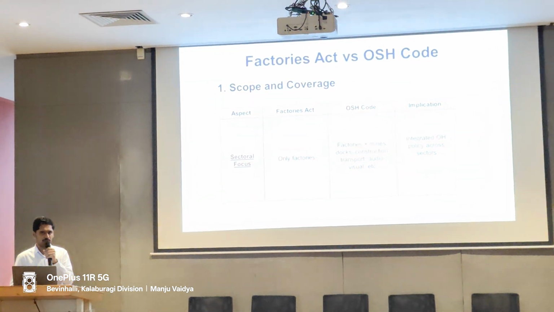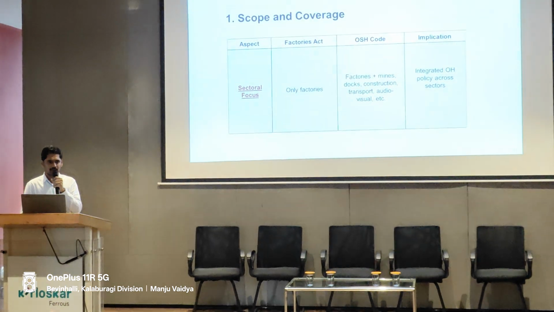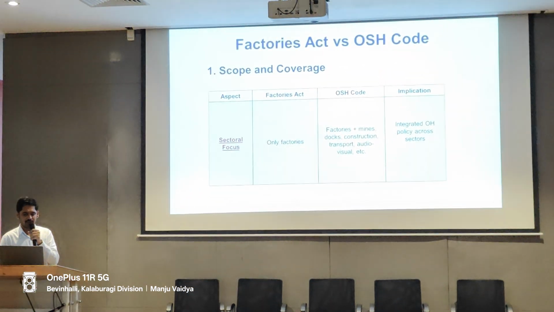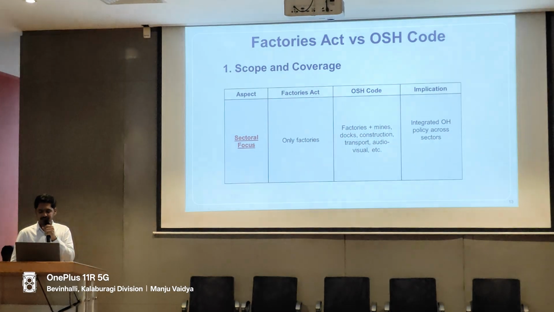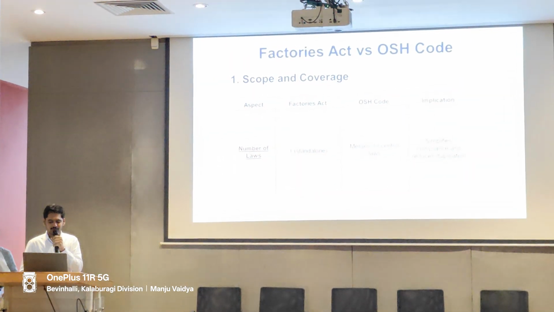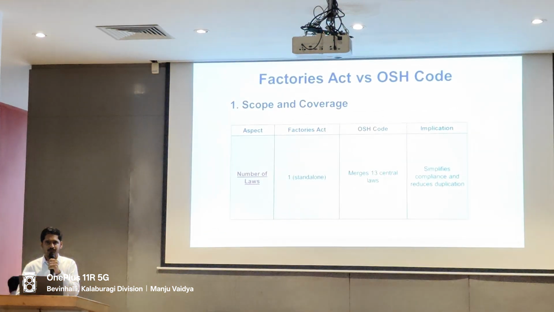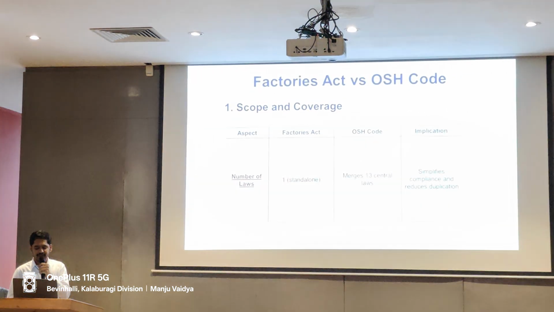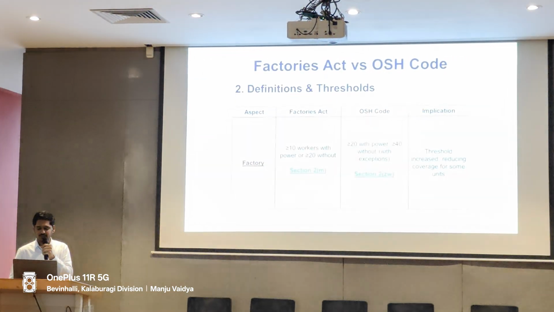So, sectoral focus. Before, the Factories Act was only for factories. Now the OSH code covers, as I told, all the 13 sectors. So now there will be an integrated OH policy across sectors. Number of laws: before, the Factories Act was 1, now it is a merger of 13 central laws. This simplifies compliance and reduces duplication for many of the factory owners.